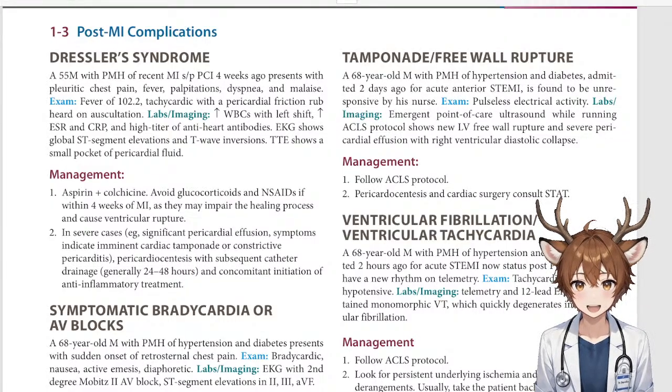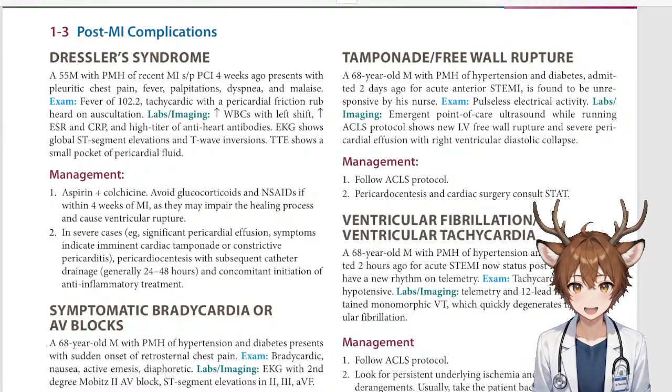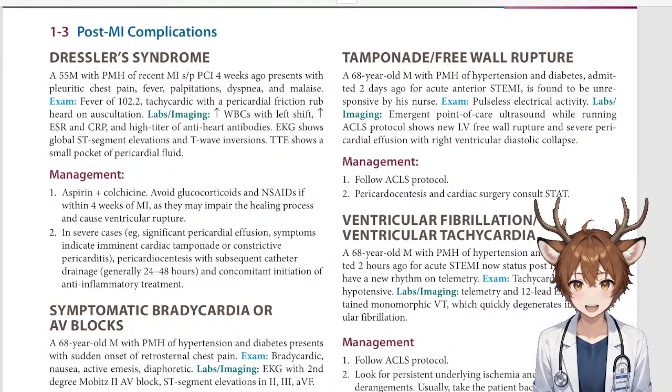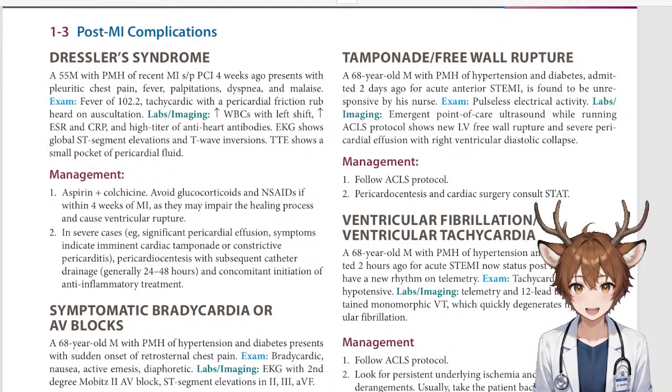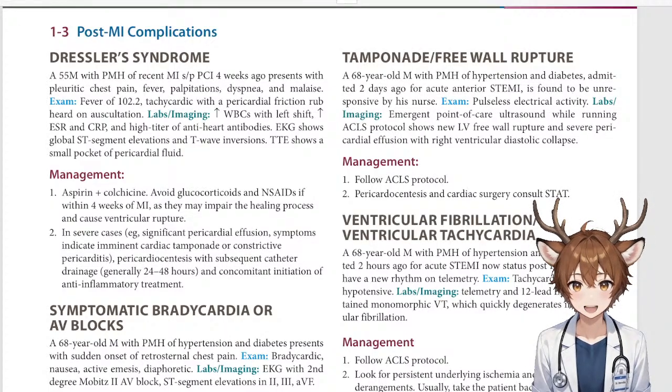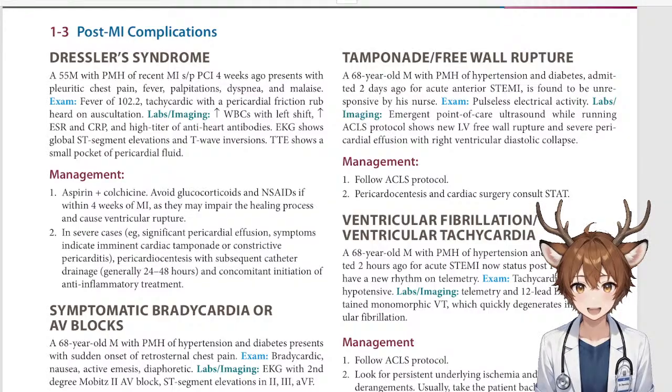EKG shows global ST segment elevations and T-wave inversions. TTE shows a small pocket of pericardial effusion. And I think TTE is transthoracic echocardiogram, if I'm not mistaken. Management, aspirin plus colchicine for Dressler syndrome.